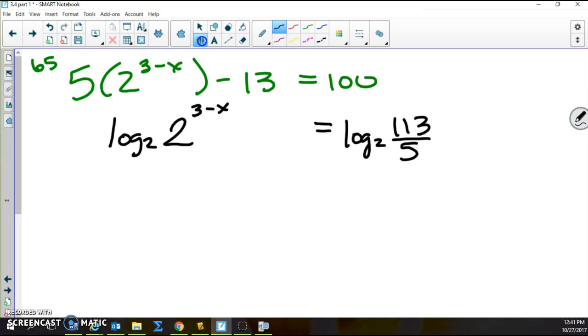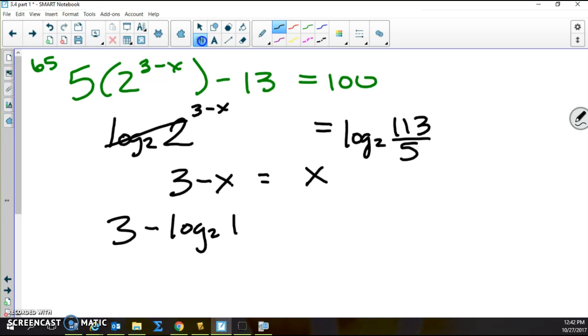Log base 2 of both sides, on the left-hand side, canceling, leaves us with the algebraic expression 3 minus x. And we can do one of two things. I'm going to add x to both sides and subtract log base 2 of 113 fifths from both sides. So it would look like this: log base 2 of 113 fifths, 3 minus that is equal to x.